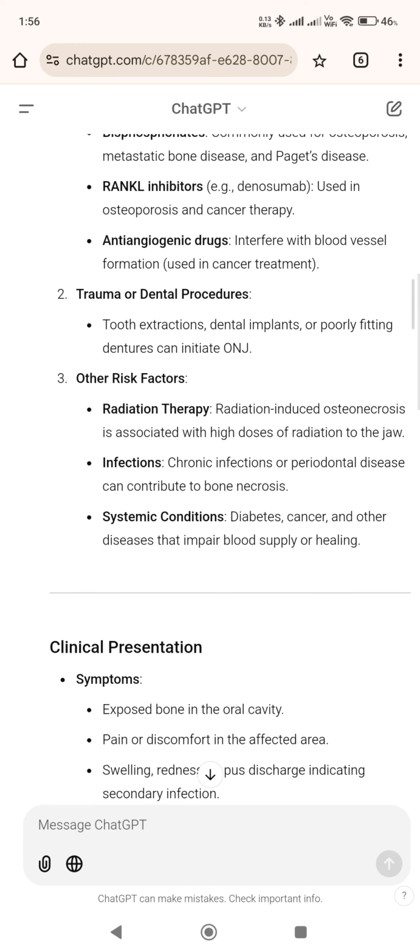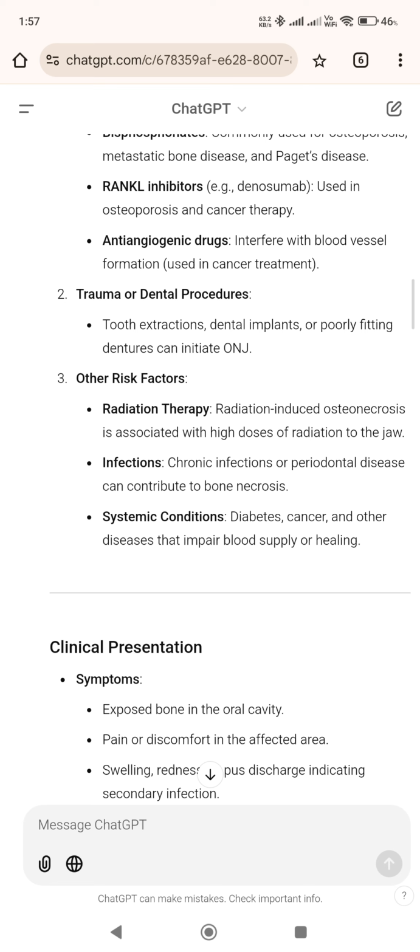3. Other risk factors. Radiation therapy. Radiation-induced osteonecrosis is associated with high doses of radiation to the jaw. Infections. Chronic infections or periodontal disease can contribute to bone necrosis. Systemic conditions. Diabetes, cancer, and other diseases that impair blood supply or healing.